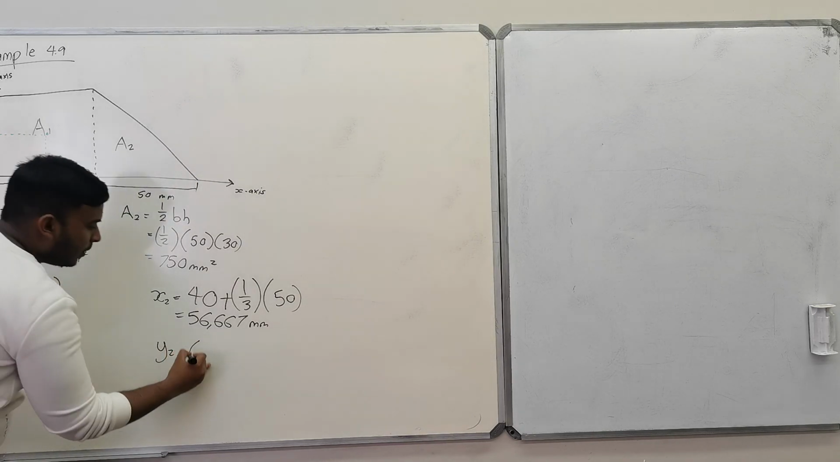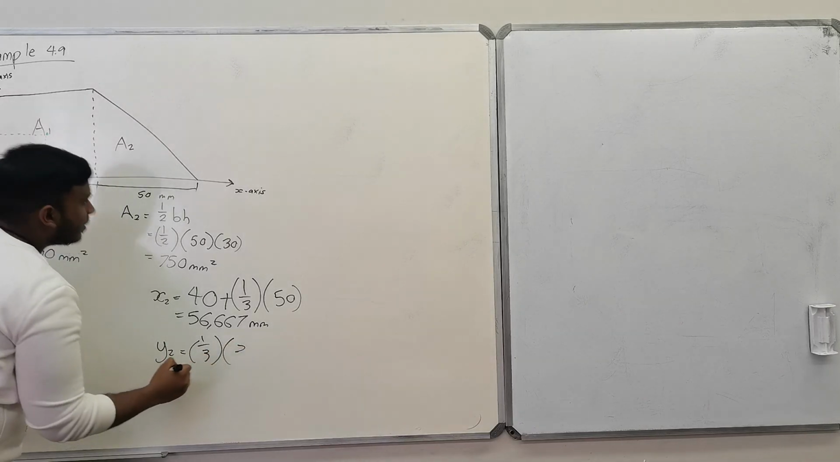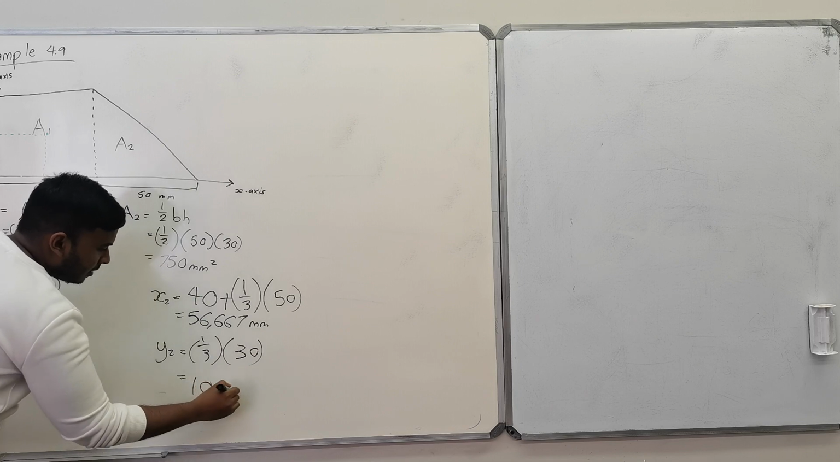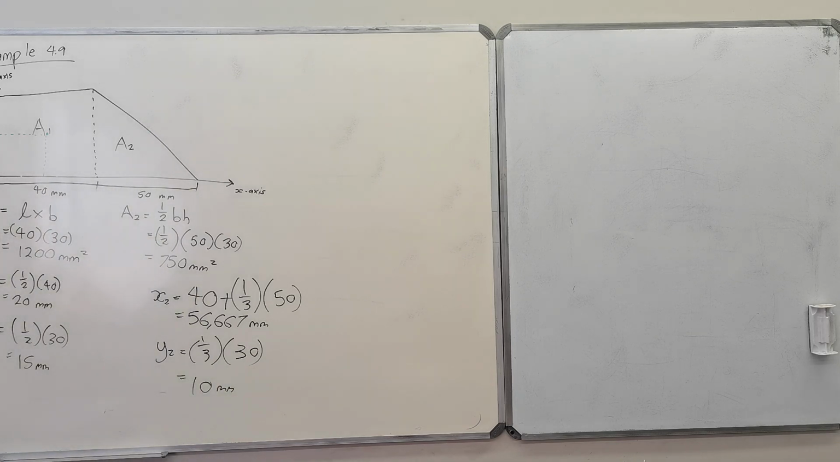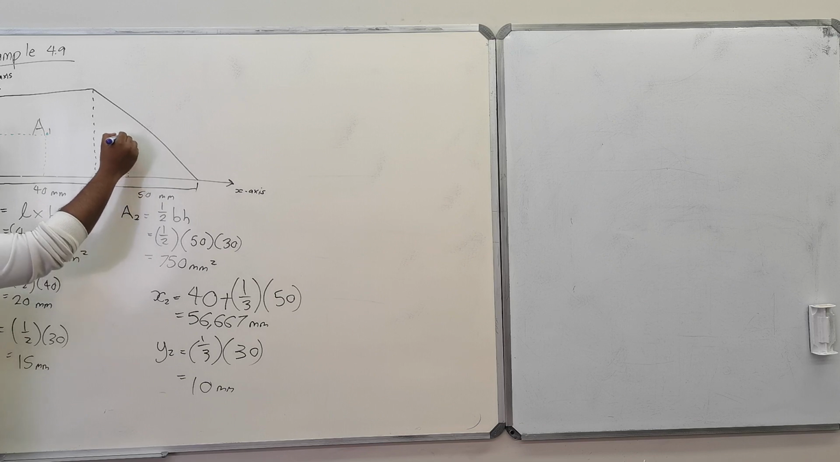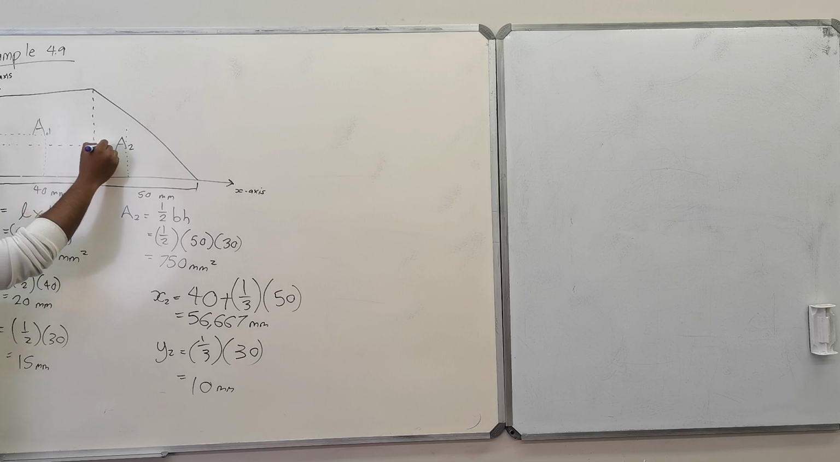So this would now be 1 over 3 times 30, which is 10 millimeters. So to get the center point of this, if you're looking at it, 56 is somewhere here, and 10 is somewhere here. So that's more or less the center point of that triangle. You understand what I'm saying? That's basically what we did. We calculated the coordinates of the center points.